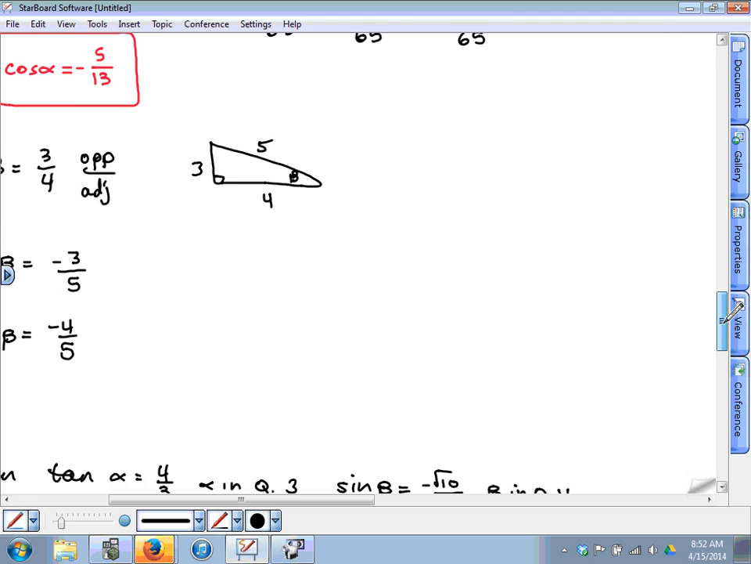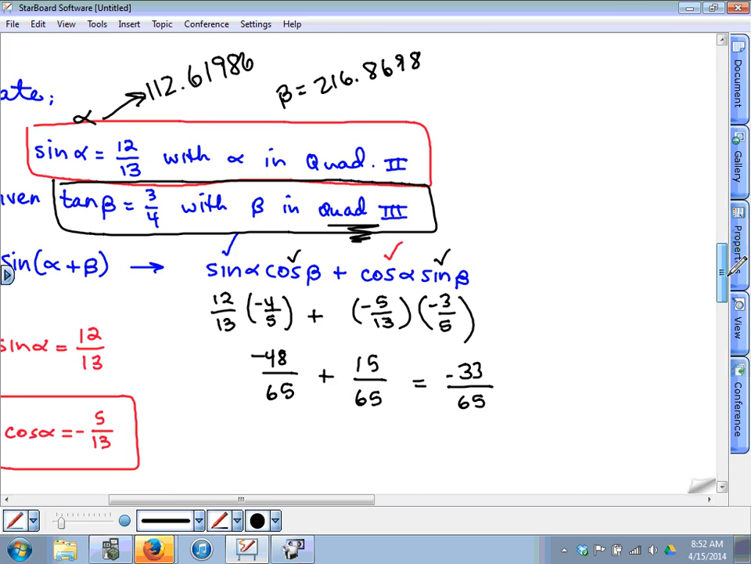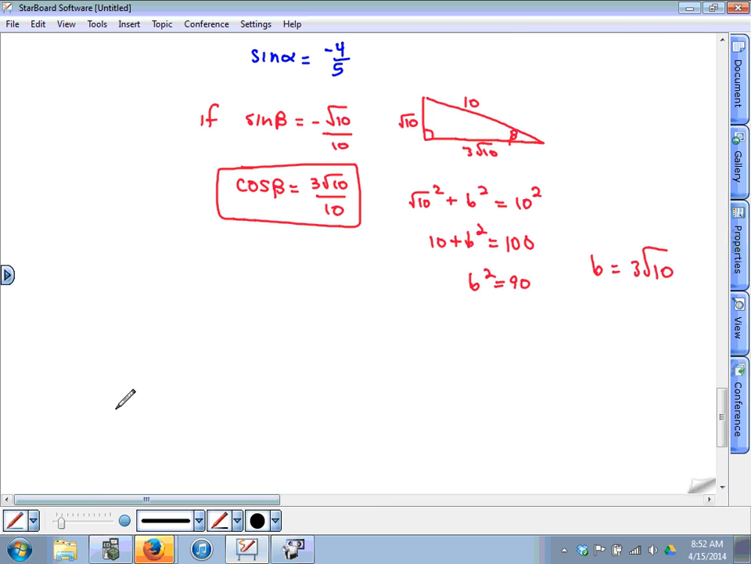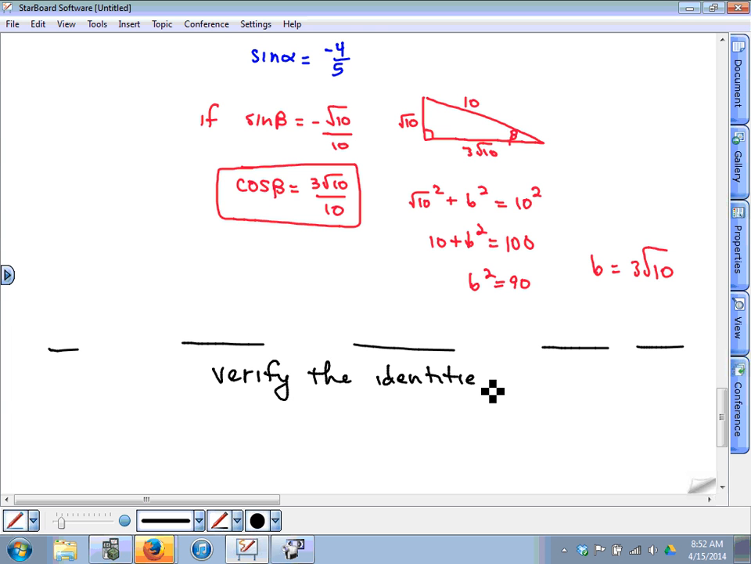Let's go on to objective 2, verifying identity. That was all objective 1. Let's just do a few of these and we'll be done. Verify the identities. Matter of fact, I'm going to pause this.